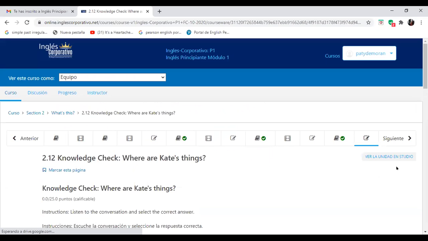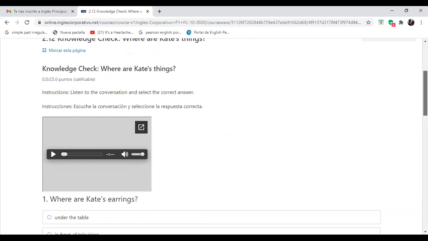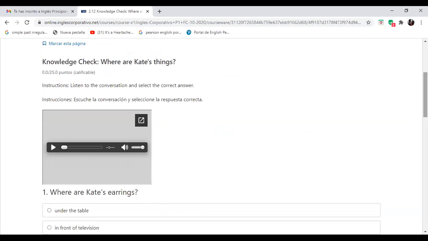If this is similar, so here basically we are studying prepositions. Básicamente aquí también estamos practicando las prepositions. And I invite you to open this window and download this audio. Les invito a que abran esta ventanita y que descarguen el audio, ¿verdad?